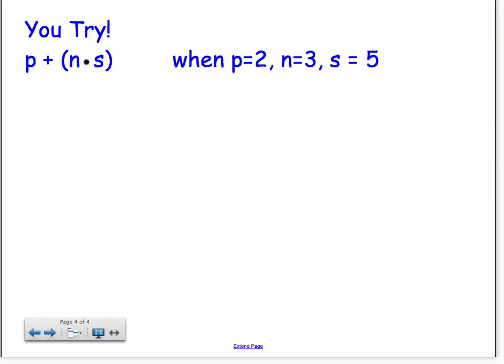All right, here's one for you to try. p plus the quantity of n times s, when p is equal to 2, n is equal to 3, and s is equal to 5. I'm going to give you a couple seconds head start, and then I am going to let you try this one, and I'll do it on the board, and you can check your answer with me before I send you loose on your homework.